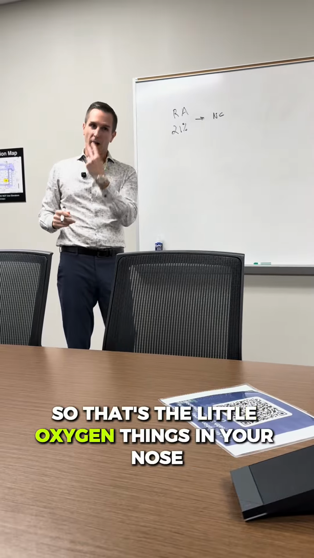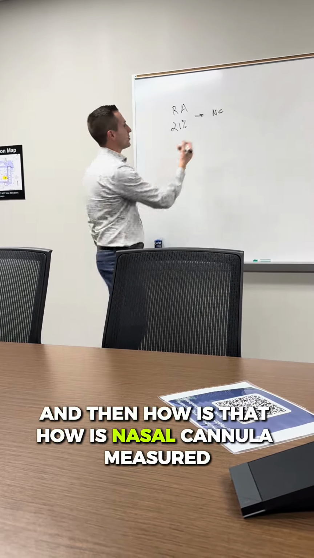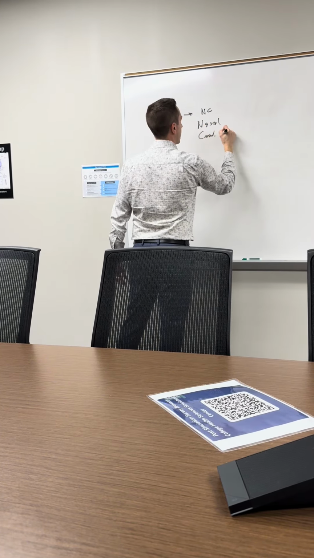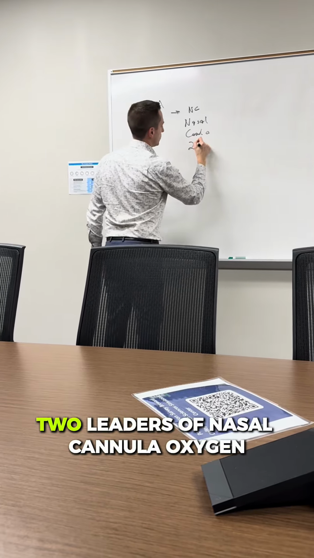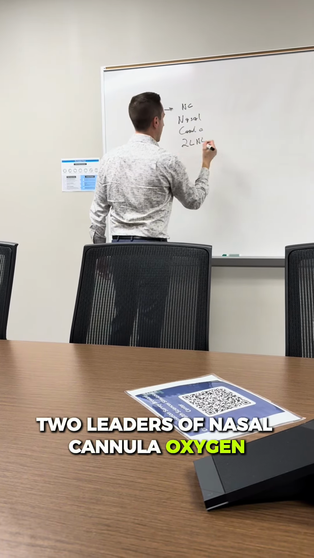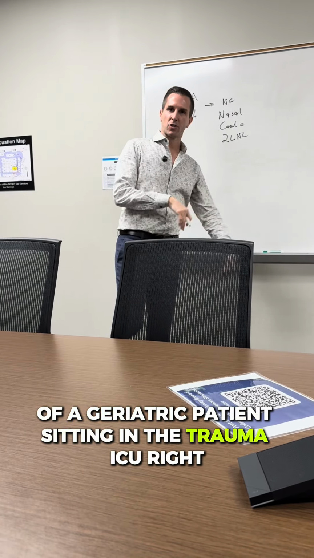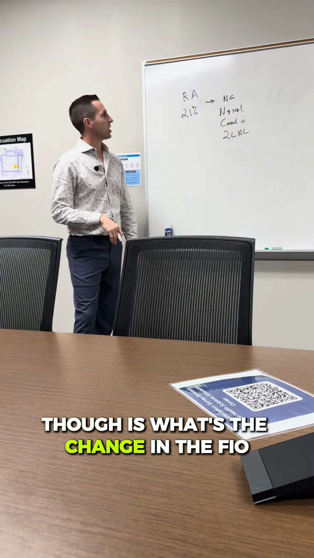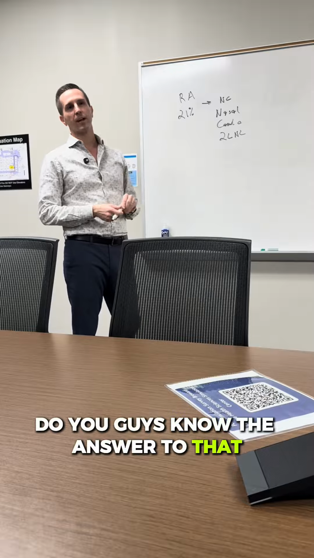So that's the little oxygen things in your nose. And then how is nasal cannula measured? In liters, right? So typically someone starts off at 2 liters of nasal cannula oxygen. That's a classic one of a geriatric patient sitting in the trauma ICU, right? My question though is, what's the change in the FiO2 of this person on 2 liters? Do you guys know the answer to that?